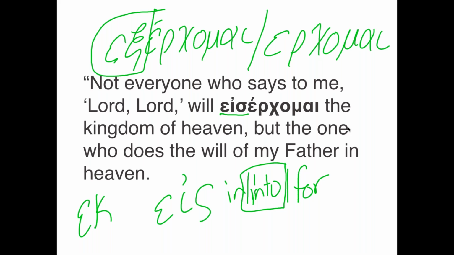Enter is probably how we would say that, but if you want to break it down into its parts, erchomai means go or come, depending on the context. Eis means into. So eis erchomai means to go into. Does that make sense? I was putting the wrong ending on it, so it kind of canceled itself out.